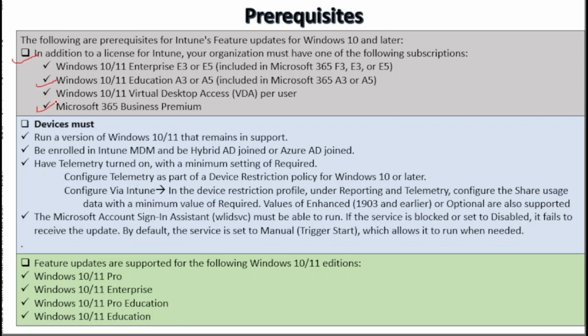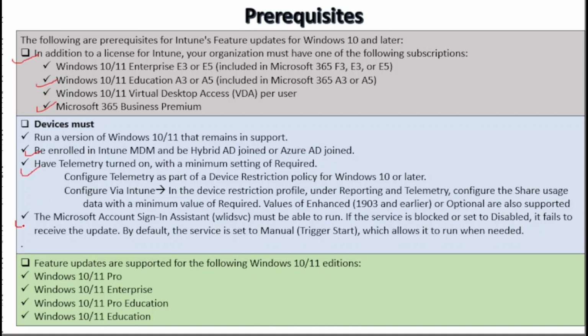With respect to device-related prerequisites, the system should be running Windows 10 or Windows 11 that remains in a supported version. The device should be enrolled in MDM and should be either hybrid Azure AD joined or Azure AD joined. The device should have telemetry data turned on with the minimum setting of Required. We can configure the telemetry data as part of device restriction policies for Windows 10 or later. To configure it, we have to create a device restriction policy. Under reporting and telemetry configuration, we have to select Share usage data with a minimum value of Required.